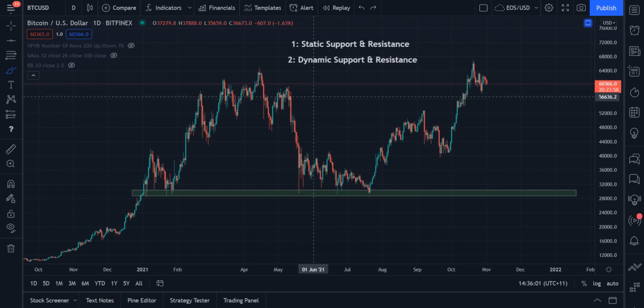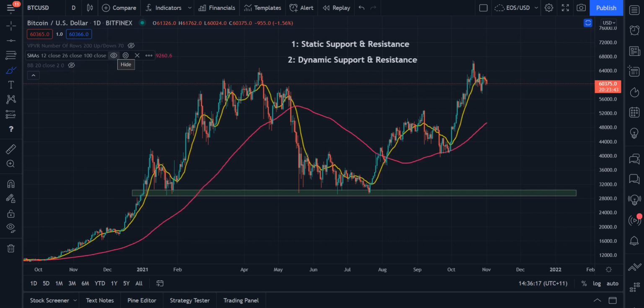So it is fundamental to know what these are. That's static support. Static support, which is number one that we just talked about, is support zones and resistance zones that hold in one place forever, right? Dynamic support and resistance are moving averages. So essentially what a moving average is, this yellow and red line here, they come in all different colors and shapes, but we have the 12 SMA and the 100 SMA.